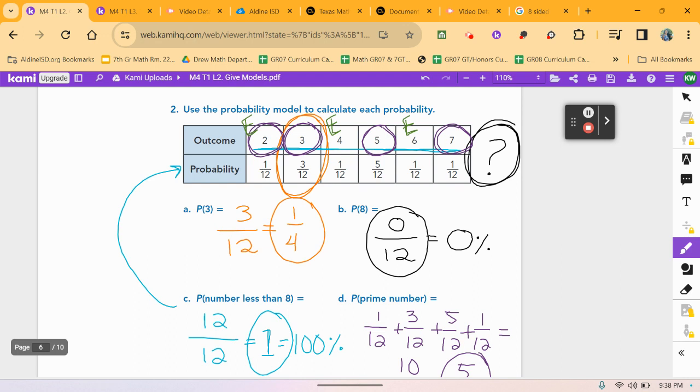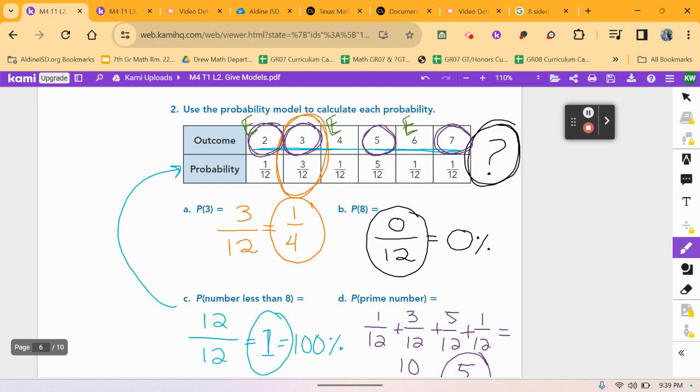For C, what is the probability of choosing a number less than 8? Well, look at all of those outcomes. Is 2 less than 8? 3, 4, 5, 6, 7. All of them are less than 8. So I know that 12 out of 12 is the probability for choosing a number less than 8, which simplifies to be 1 whole.